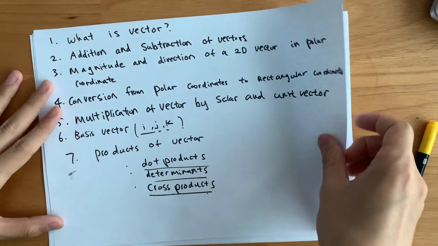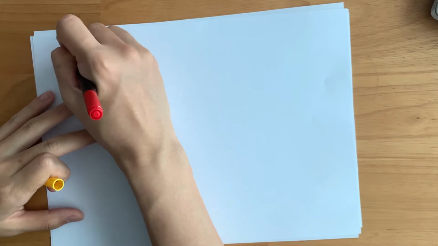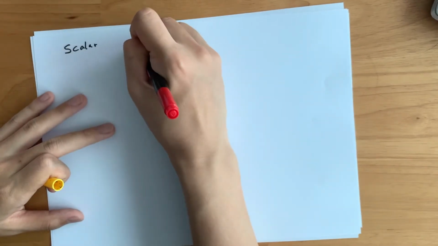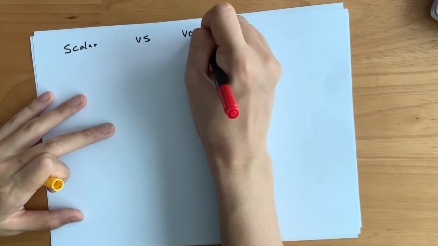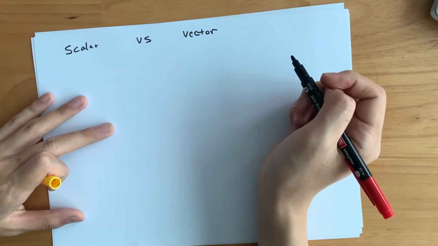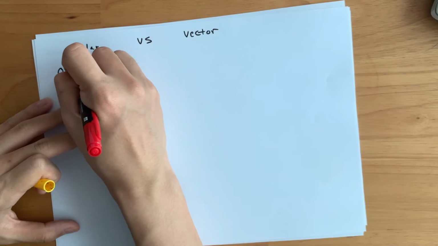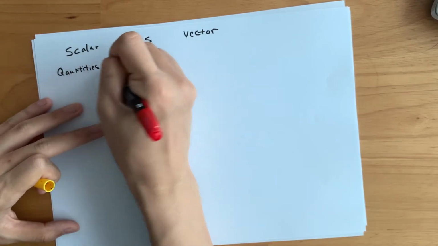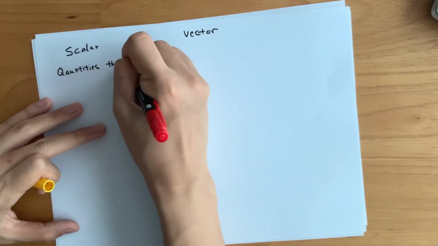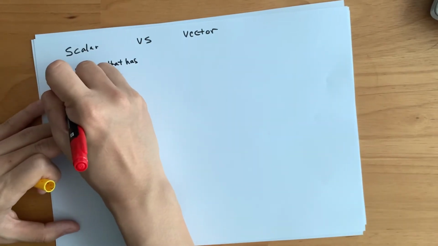Let's go over it. I'll teach you first of all what a vector is. I want to tell you the difference between scalar versus vector. A scalar is a quantity that has magnitude.